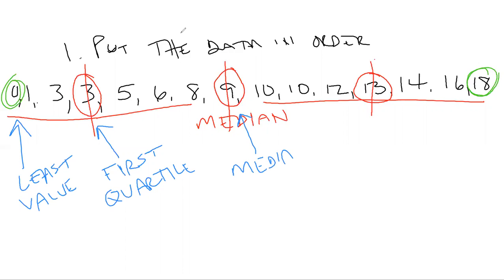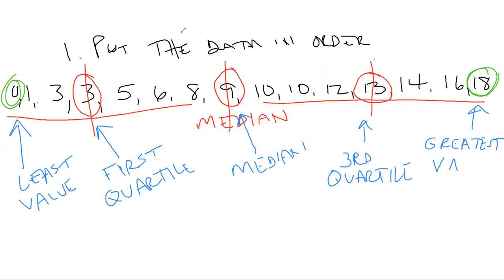This is the median, which might also be called the second quartile, but I'm going to write this again so you do not forget. And then this, I hope it's obvious, is the third quartile. And this would be the greatest value, or the upper extreme. So just keep that in mind: least value, first quartile, with quartile meaning quarter, median or the second quartile, the third quartile, and the greatest value.